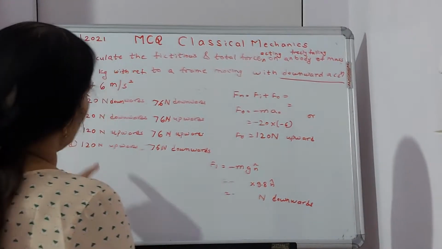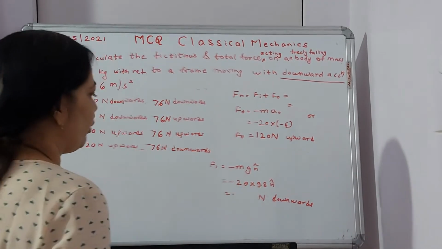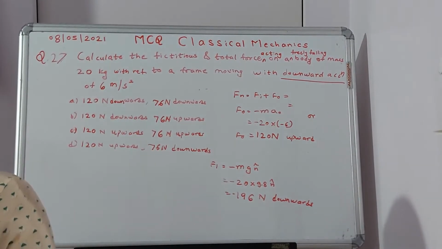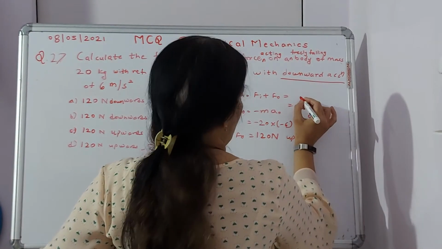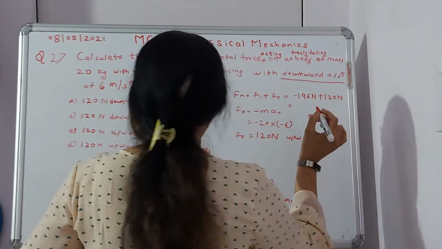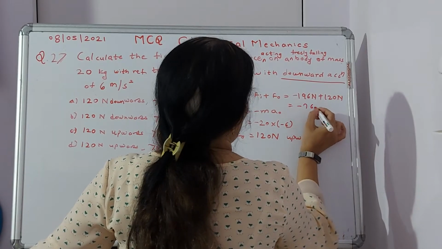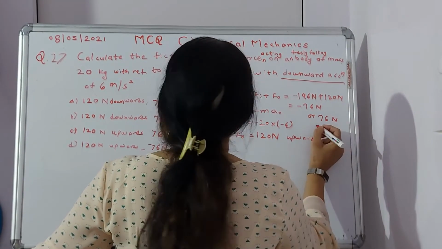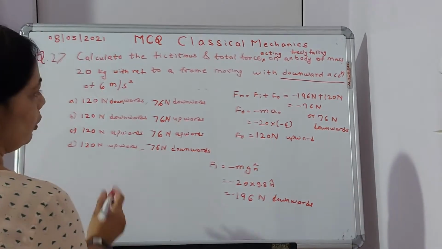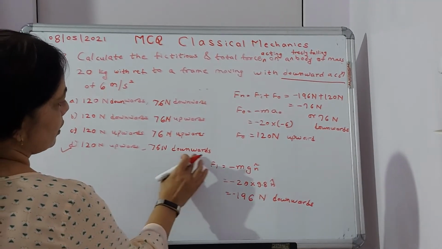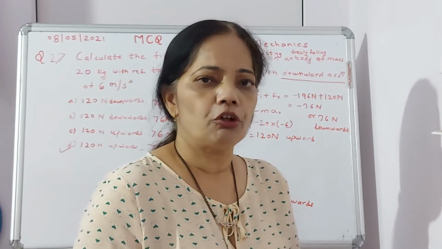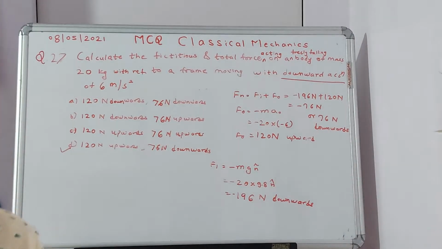fine. Second should be mgn, so here I say 20 into 9.8, which is coming exactly around 196 newtons downwards, right? So if at all I want to put the values over here, I'll say minus 196 newton plus 120 Newton, I'm going to get exactly minus 76 Newton or 76 Newton downward. Almost similar problem what we discussed in the prior question. So therefore, 120 up and 76 down is the correct answer. So this is the way the fictitious and total force, I think we have solved almost three. So it's good practice for you people. We'll move towards question number 28.